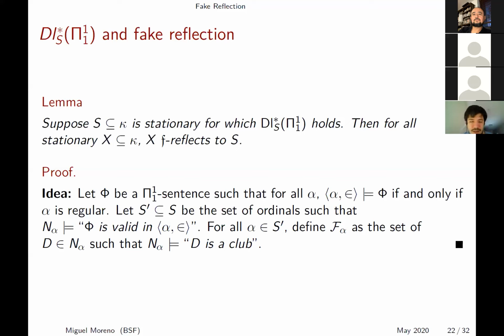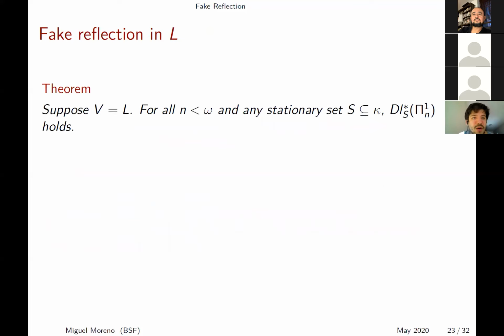Yeah. And then the reflection will follow from pi^1_n reflection. Okay. So now we know that this diamond_L star S pi^1_1 implies fake reflection, or filter reflection, because if this N alpha has a lot of set theory, it can see the actual club filters. Okay. So let's move to fake reflection in L.